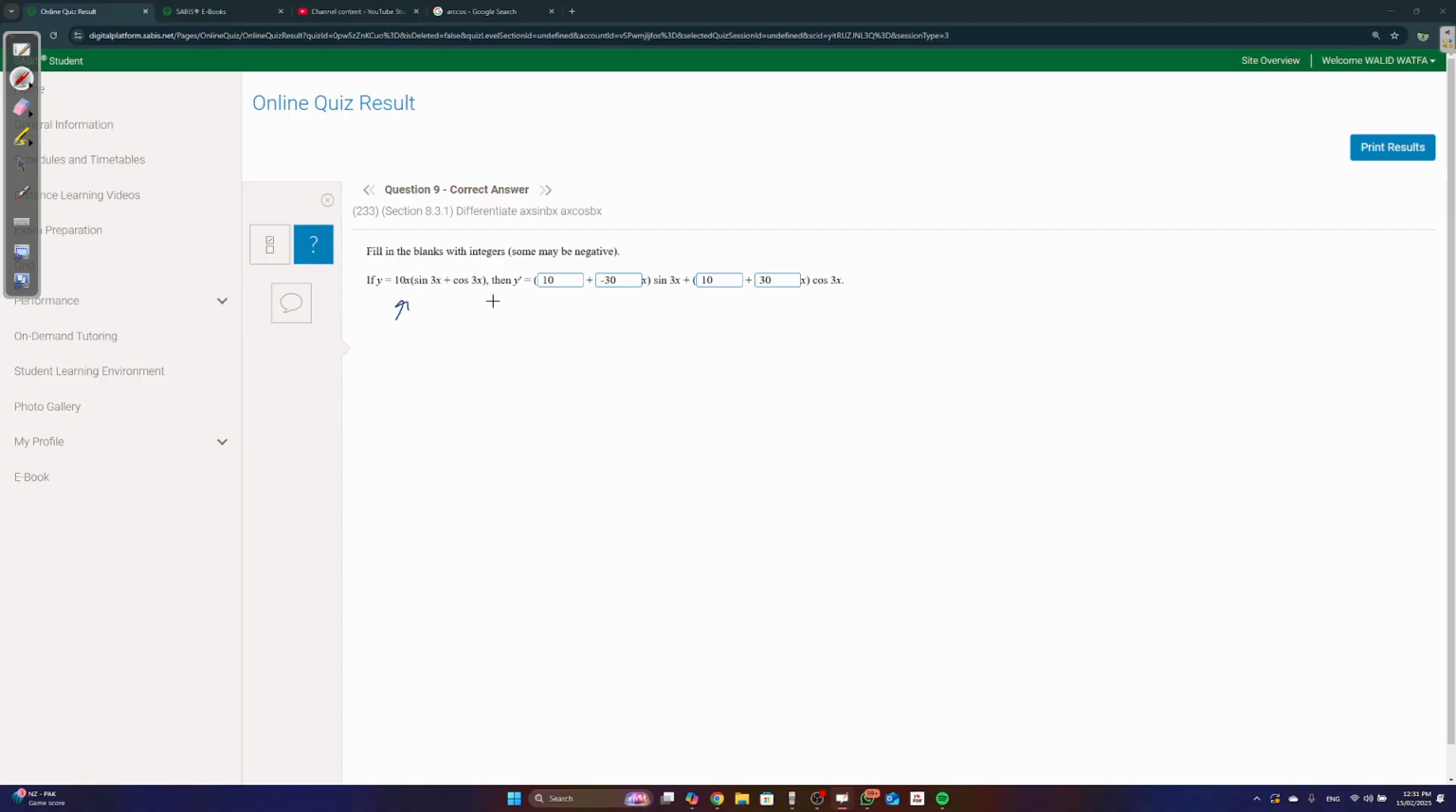Question 9. If y equals 10x times the quantity sine 3x plus cosine 3x, then y prime is equal to what? Here you have two functions, right? So you have to use the product rule: u prime v plus v prime u. What's the derivative of 10x? 10. V is just sine 3x plus cosine 3x, plus v prime u. What's the derivative of sine 3x? Its derivative is cosine 3x times 3, right? Remember, it's times u prime. So sine, derivative is cosine, times the derivative of what's inside, 3x. You have to derive it, okay? Derivative of inside times derivative of outside.